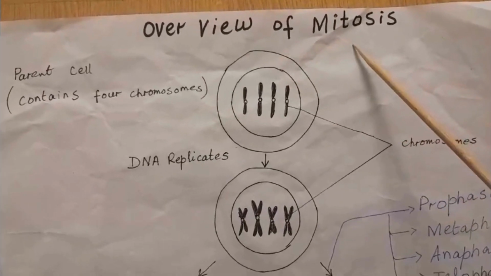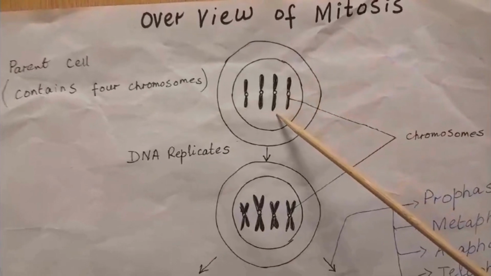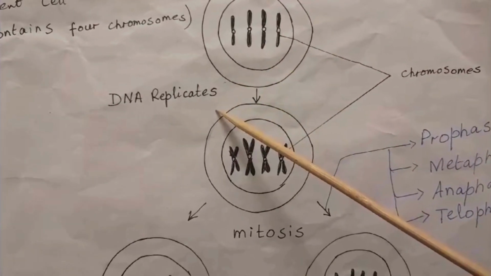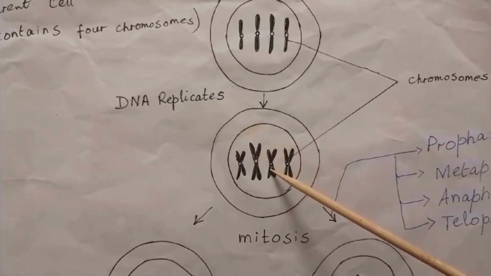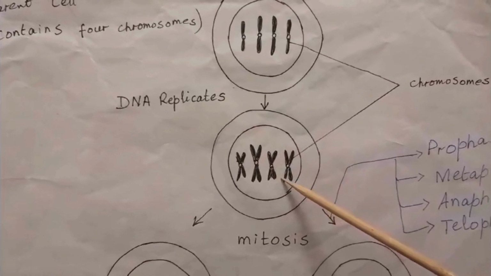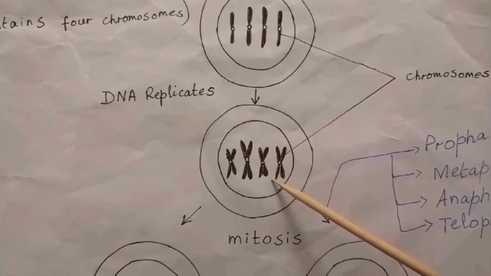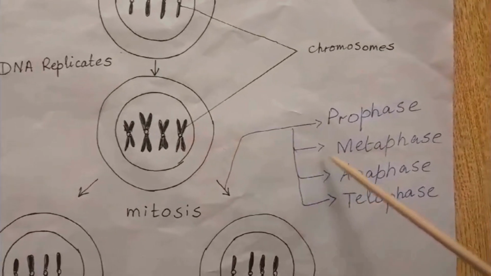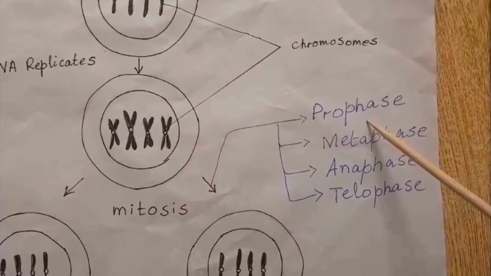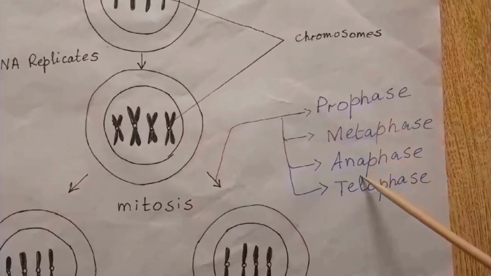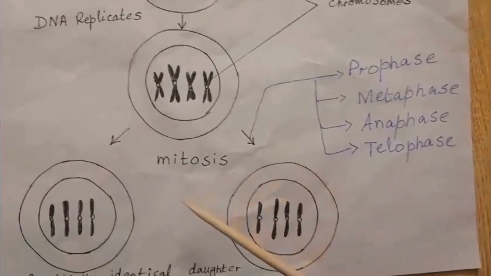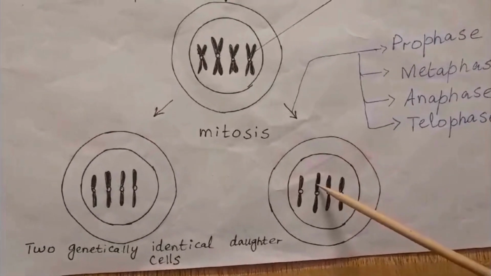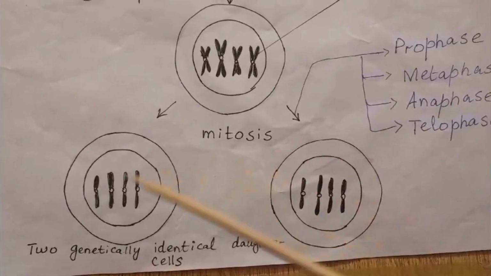Overview of mitosis. Parent cell with diploid number of chromosomes. DNA replicates, that is, the copy of DNA is produced and the chromosomes appear in their actual shape, that is the X shape. And then this parent cell, after undergoing these 4 phases, that is prophase, metaphase, anaphase and telophase, is divided into 2 daughter cells with diploid number of chromosomes in their nuclei.